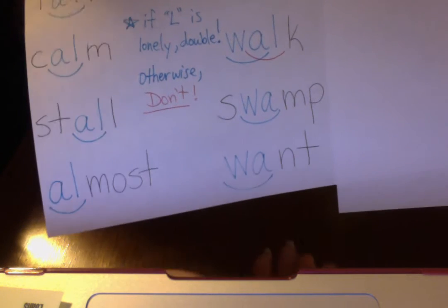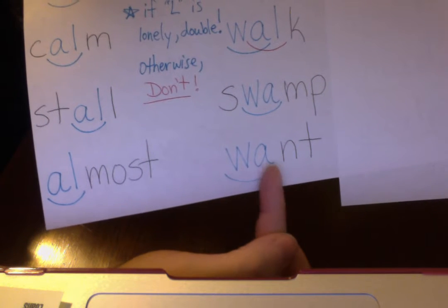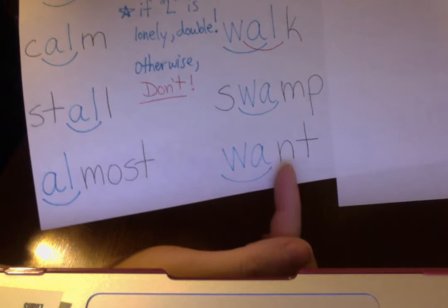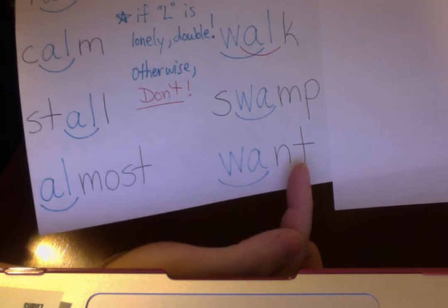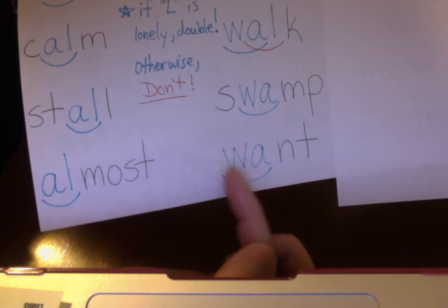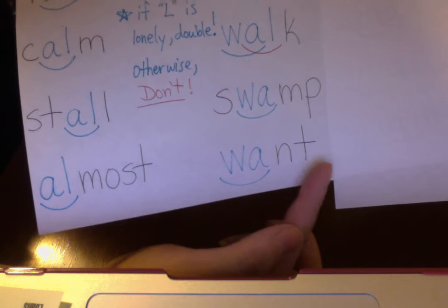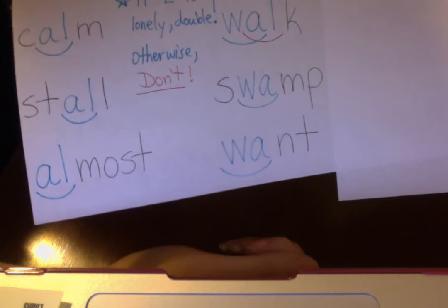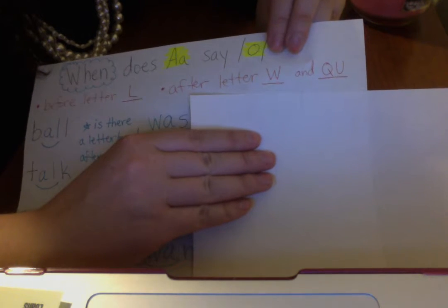All right, the last one we have, it's at the beginning again. We have wa. And then I have a blend at the end called nt. I have to combine those together through singing. Want. I want to go to school. All right, and then we talked about how A can say ah after QU, which says qua.